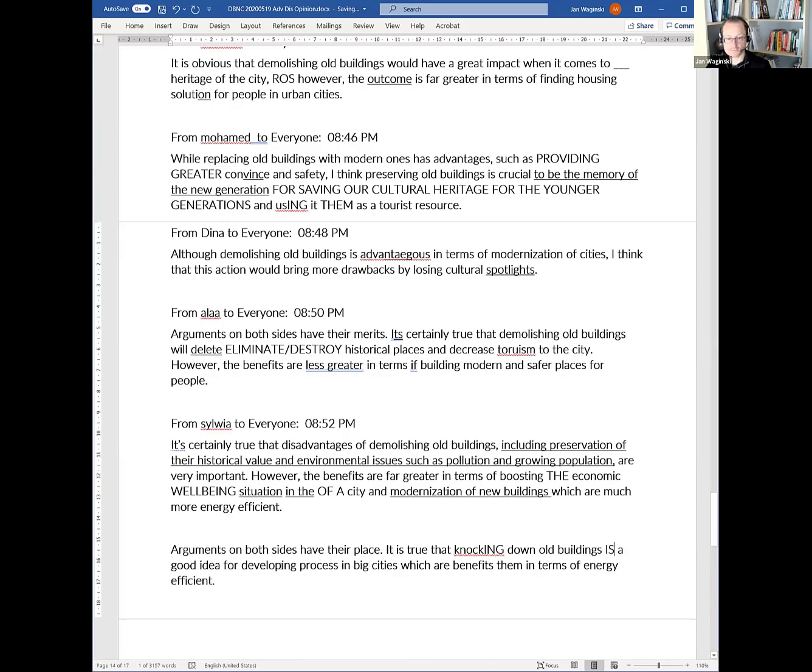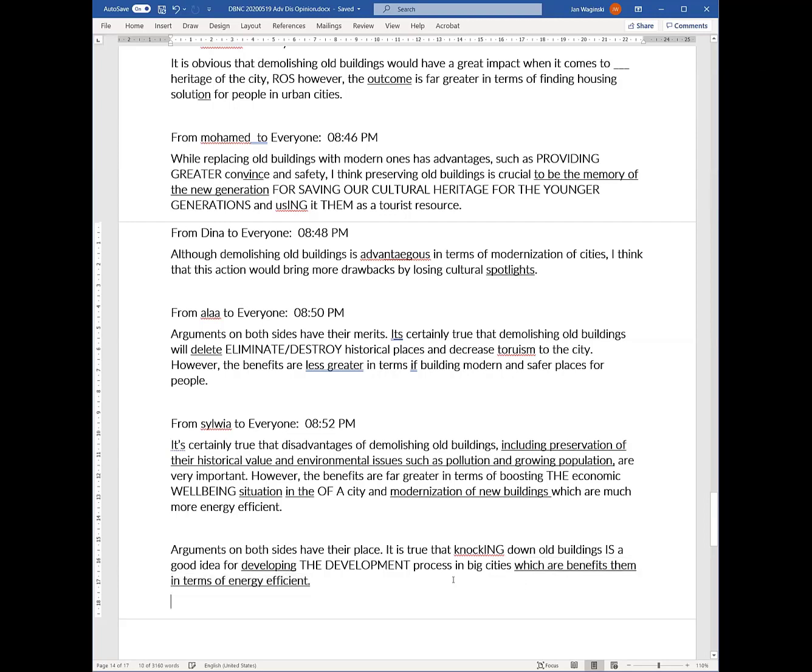Is a good idea for the development process, which are benefits, so you've got half of an idea here. So Oksana, this one's not done. Yes, I know. For the development process, which are benefits in terms of energy efficiency. So this doesn't really make sense either. Okay, all right, so that's it.